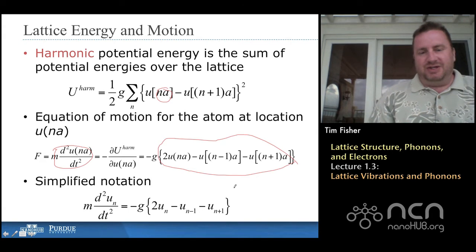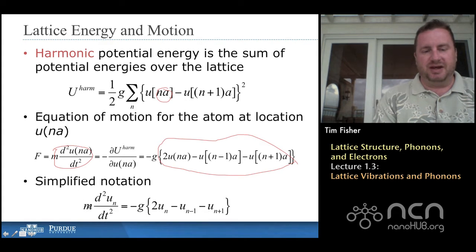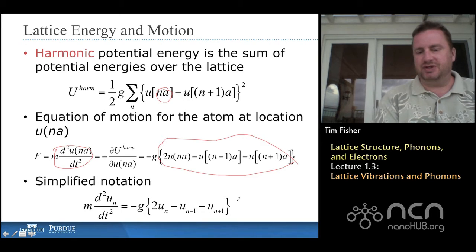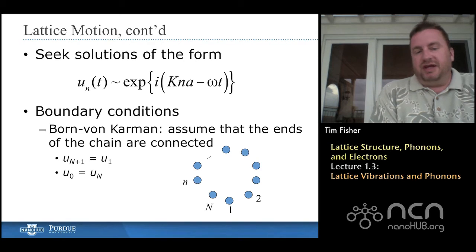So with all of that notation and explanation, what we're going to do is simplify the notation, and we end up with a governing equation that's, again, m times a, mass times acceleration, acceleration expressed in terms of that local displacement and its time derivative. And then that will equal the spring constant times a summation of displacements of the atom at position Na, which has the subscript n now, and its nearest neighbors, n minus 1 and n plus 1. So that's our governing equation, and we would like to solve it.